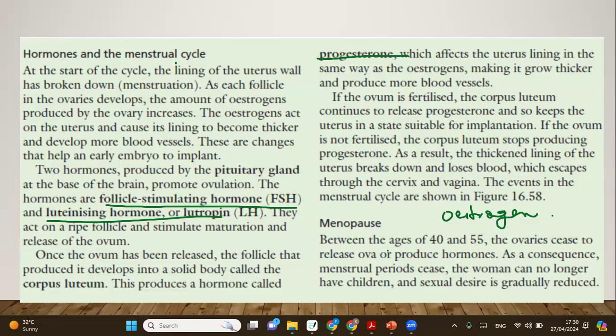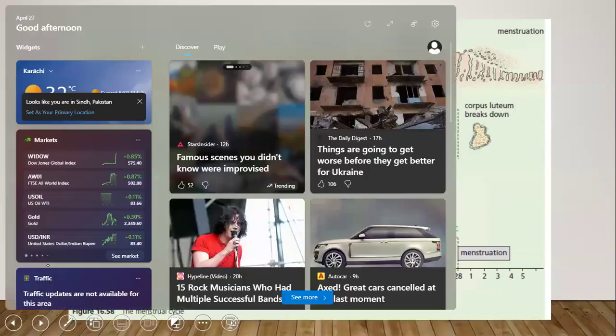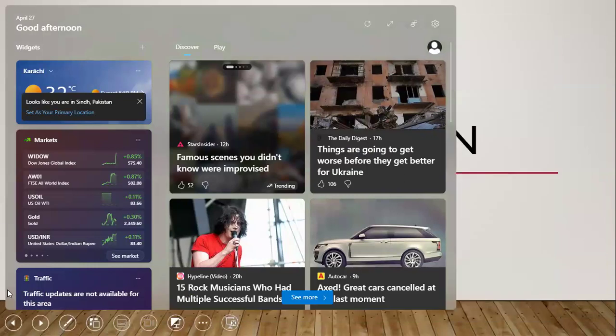Now, the process that happens is somewhat like this. First of all, you know that inside your ovaries, we have immature egg cells. Those egg cells need to undergo maturation for them to actually be ready for fertilization. Second.